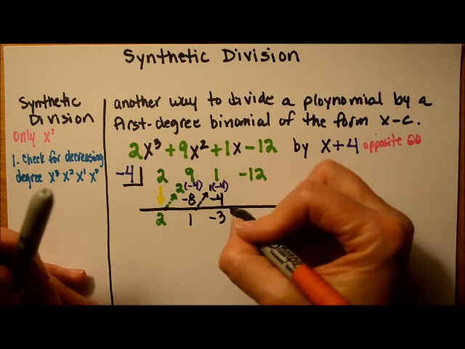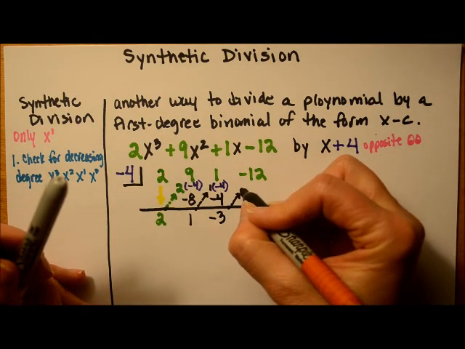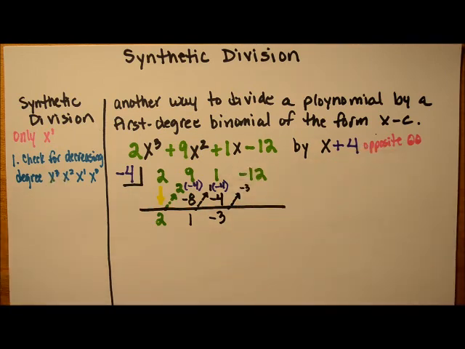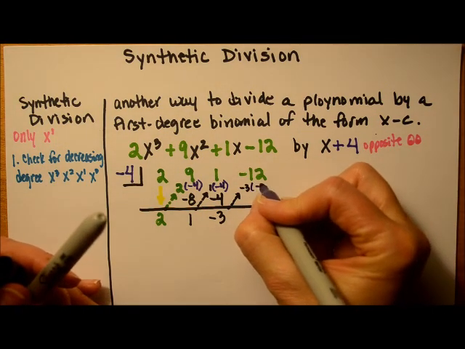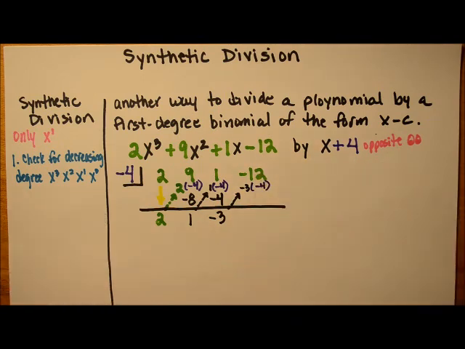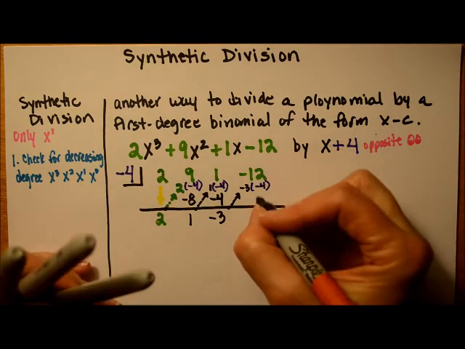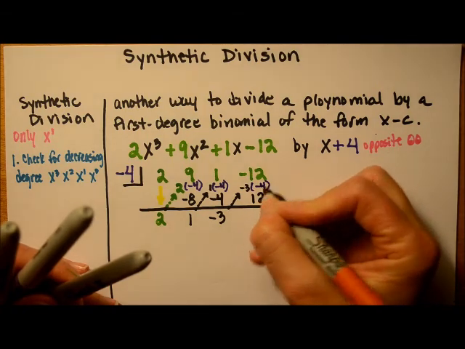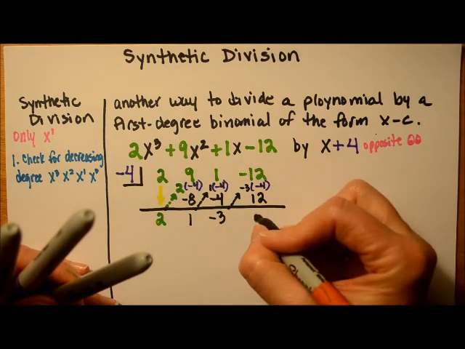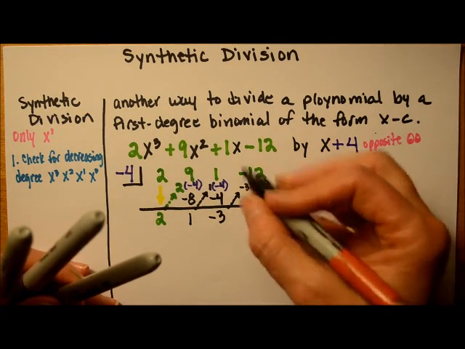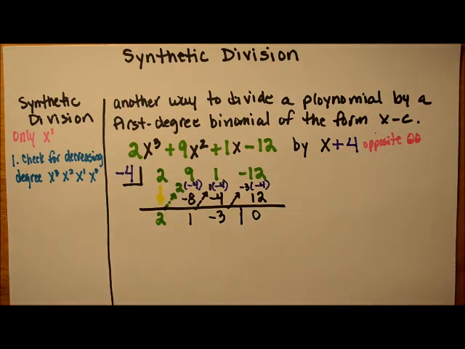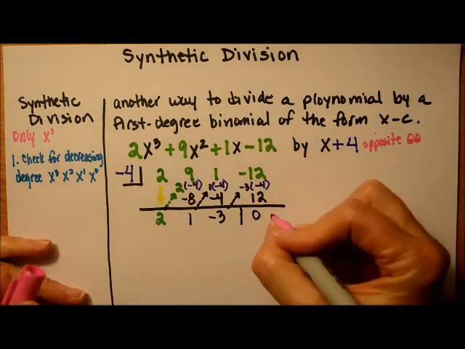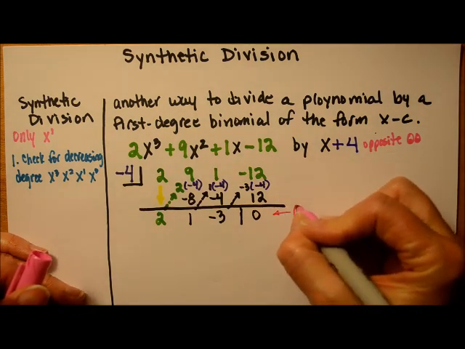Then I'm starting the process again. I'm going to bring up that negative 3. I'm going to multiply by, you guessed it, negative 4. When I multiply those two together, what I end up with is a positive 12. When I add these two together, I get 0. This last piece right here is my remainder. I'm going to make you a little note right here. This is your remainder.